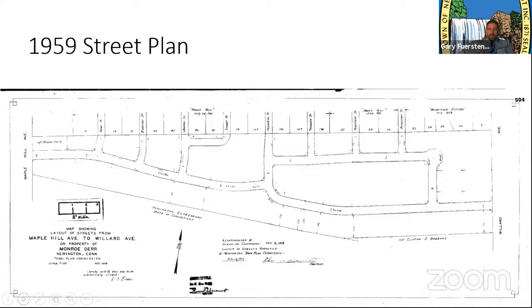There's a street plan, 1959 for Pheasant Run. Looks pretty similar to what was built in the field. Next slide.